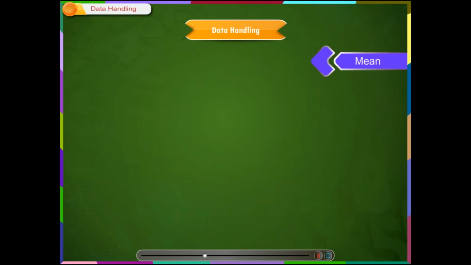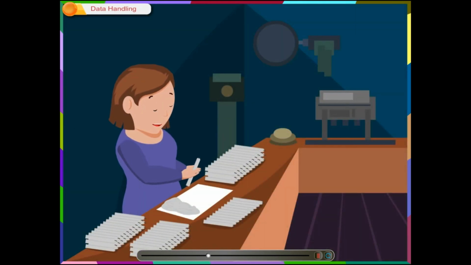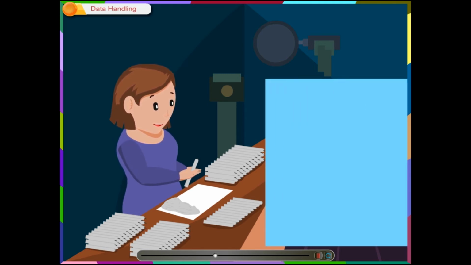Mean. Mean also means average. Both terms have the same meaning. Meena works in a candle making factory. She works for a different number of hours on different days. Her manager wants to know the average number of candle packs that she produces in a week. Let us see how many candle packs she makes in a week.